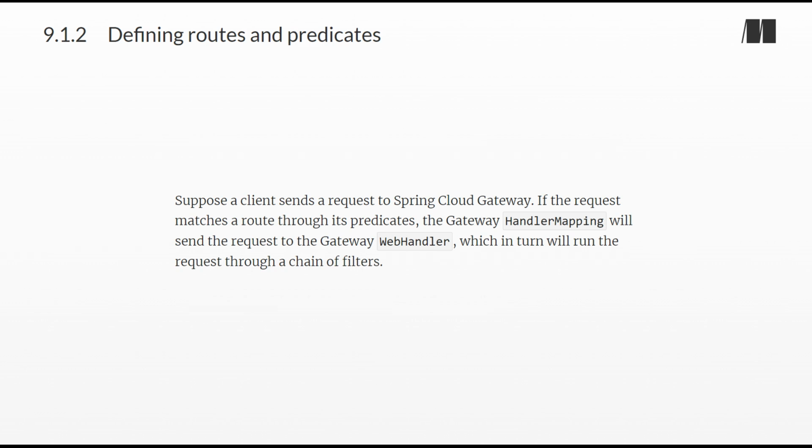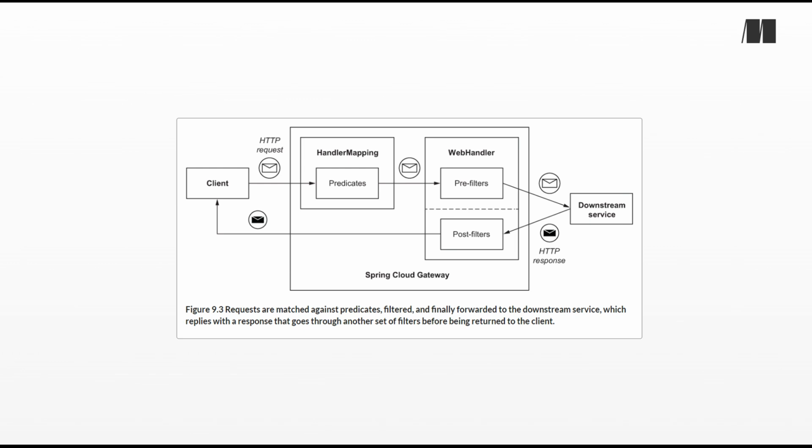Suppose a client sends a request to Spring Cloud Gateway. If the request matches a route through its predicates, the Gateway Handler Mapping will send the request to the Gateway Web Handler, which in turn will run the request through a chain of filters. There are 2 filter chains. One chain contains the filters to be run before the request is sent to the downstream service. The other chain is run after sending the request downstream and before forwarding the response. You'll learn about the different types of filters in the next section.